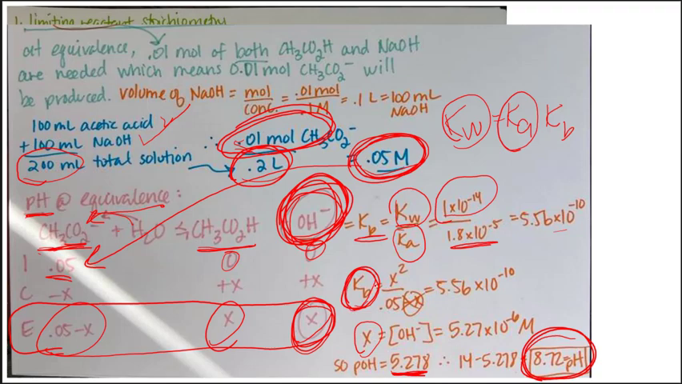Why did I go back and use Kb here? Because I started with my acetate. That's the only thing left at equivalence point. I used up all of my acetic acid, and I used up all of the sodium hydroxide, and therefore the only thing left at that point was the conjugate base. The conjugate base requires the Kb.